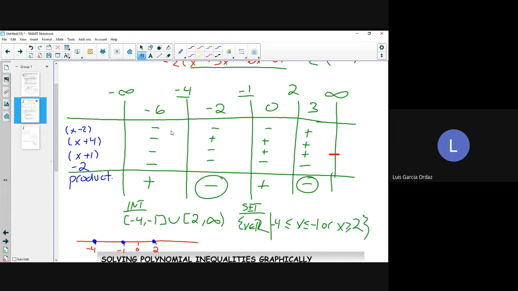And based on the conditions we set in the interval notation and set notation, how would this look graphically on a number line? -4 and -1 will be connected. Yep. And then 2 goes to the right. Perfect. And then everything to the right of 2.